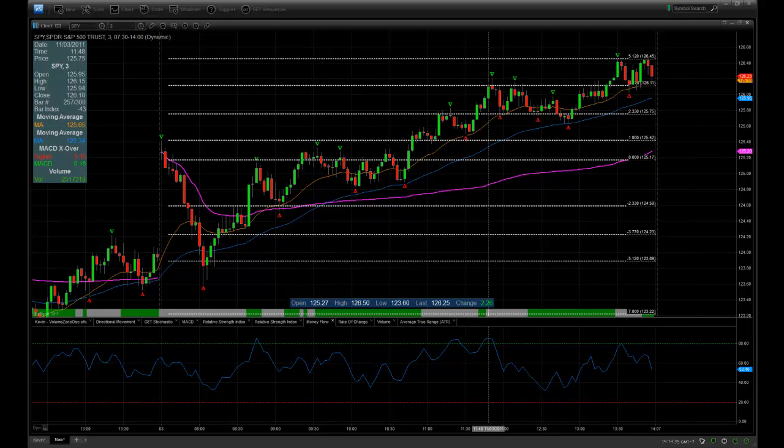I'm going to go over a couple things. The first one is the spider. We had another key reversal trade this morning.